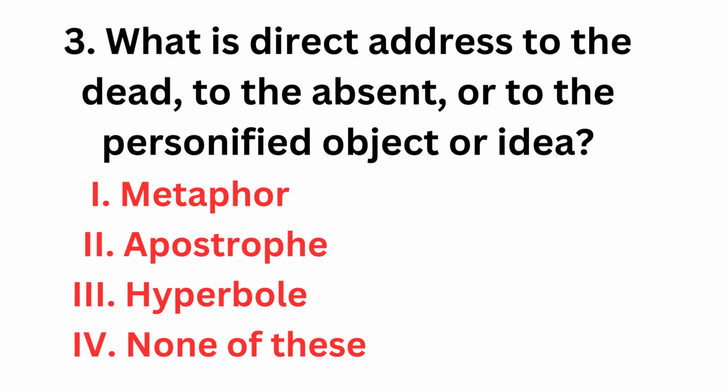Next one, what is the direct address to the dead, to the absent, or to the personified object or idea? Metaphor, apostrophe, hyperbole, or none of these. Metaphor is an implied simile in which we make a direct comparison without showing the words of comparison. In hyperbole, excess of things or ideas is shown. But in apostrophe, let me tell you, we make a direct address to the non-living, to the absent, or to the personified object or idea. So here the correct answer is apostrophe.